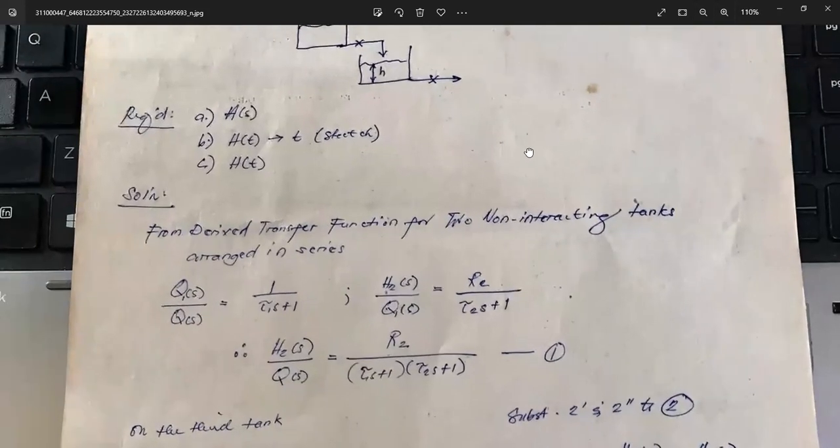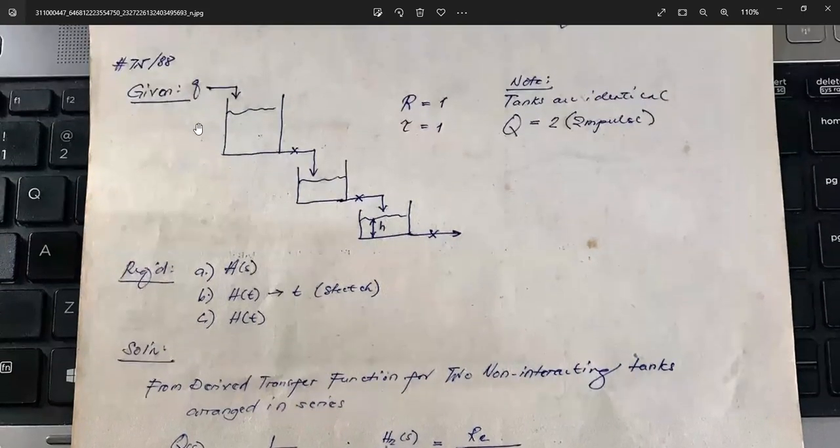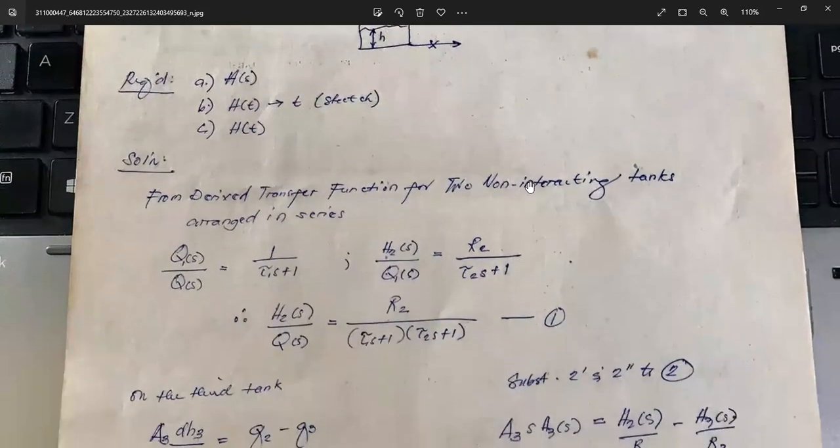So H of S, H of T versus t. So you need to sketch it, and you have the h of t, all referring to tank 3 because we're asked to determine the response of this system. So that would be referring to the level of the last tank in series. So from the derived transfer function of the two non-interacting tanks in series, we have now this one.